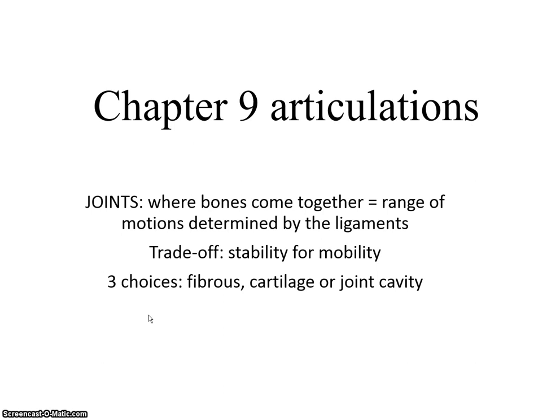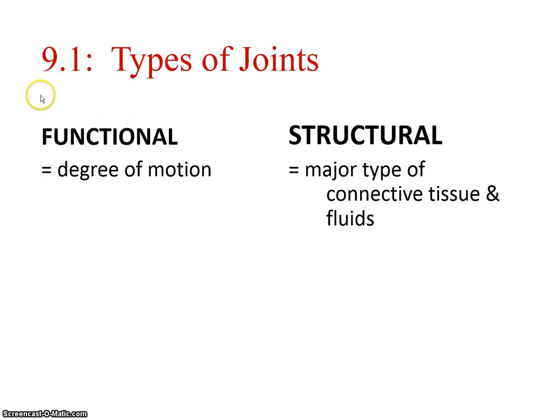the ability to move. All right, so here are the types of joints I said, the functional and the structural. So functional categories really determine the degree of motion. So they are named for how much motion they have. So there'll be basically no motion, a little bit of motion, and then quite a few ranges of motion. And then structural is going to be, again, the major type of connective tissue and fluids.